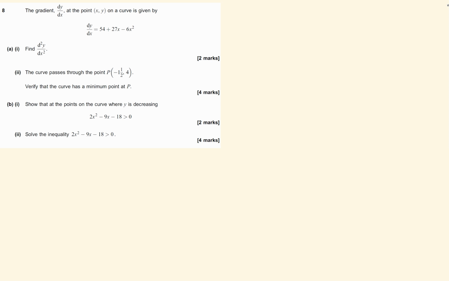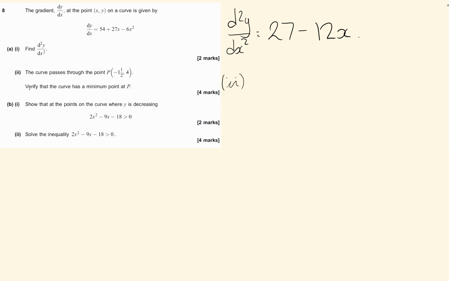Given dy by dx, we're asked to find the second derivative, so we have to differentiate again. So the second derivative, d2y by dx squared: 54 is going to disappear, the 27x is going to become 27, and bring down the power, take 1 off the power, minus 12x. That's worth 2 marks on its own. Now part 2, a lot of students managed to get 1 mark out of 4 here.